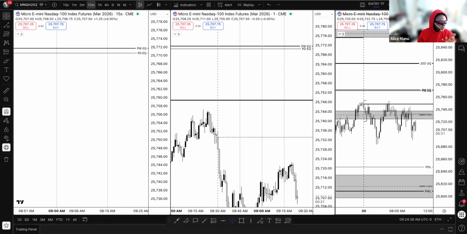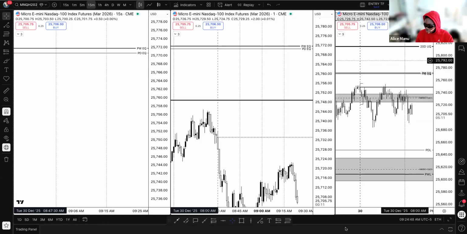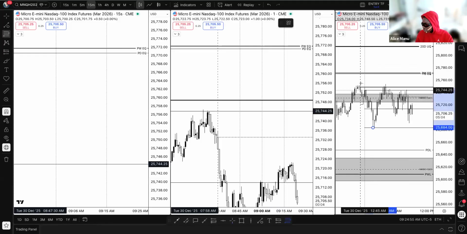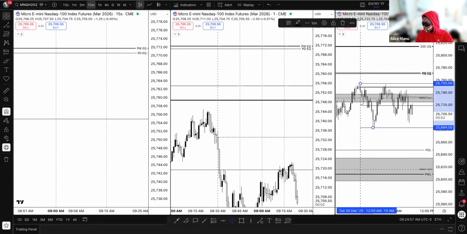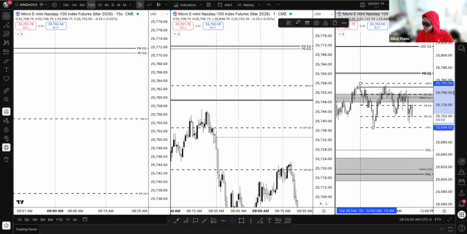I want to be able to see 3 days on the 1 hour. Yeah, we got weekly, we got a daily, previous day. Let's do dealing range going into today, from 12 to now, highs high, lows low. Here.